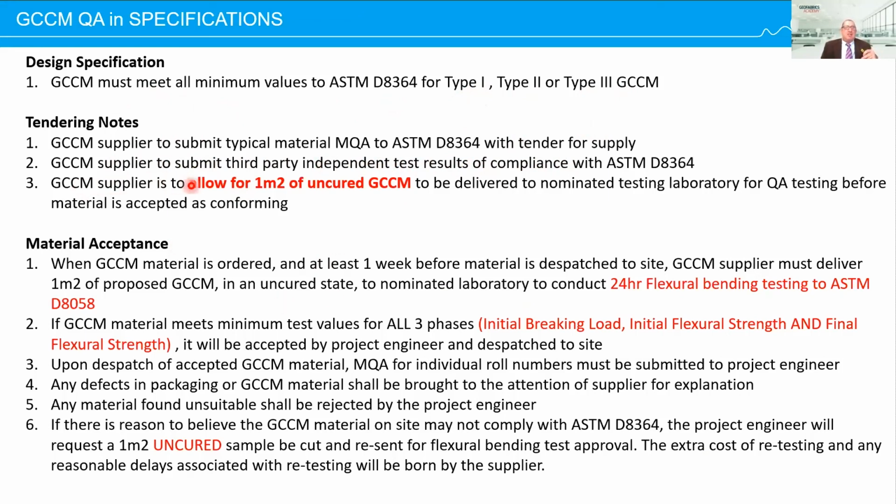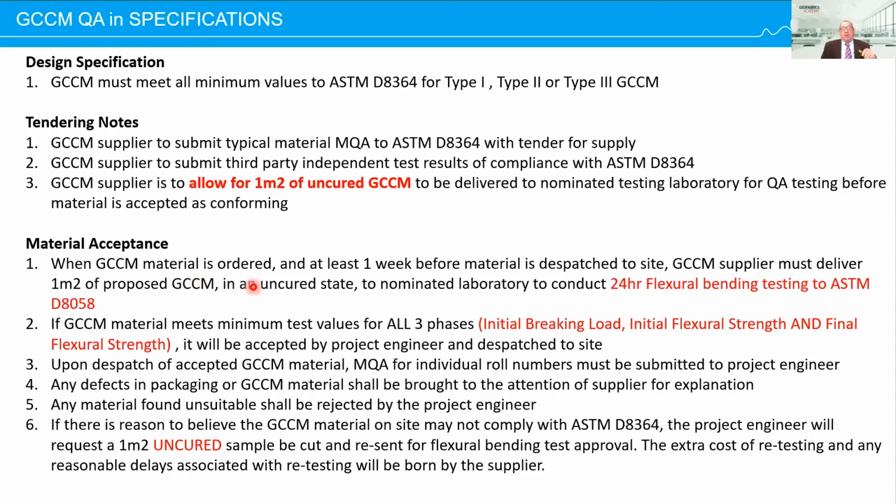The GCCM supplier is to submit third-party independent testing with their tender for supply. The supplier is to allow for, in his tender, 1 square meter of uncured GCCM to be delivered to a nominated testing laboratory for QA testing before material is accepted as conforming. So that's in the tendering notes. Then material acceptance.